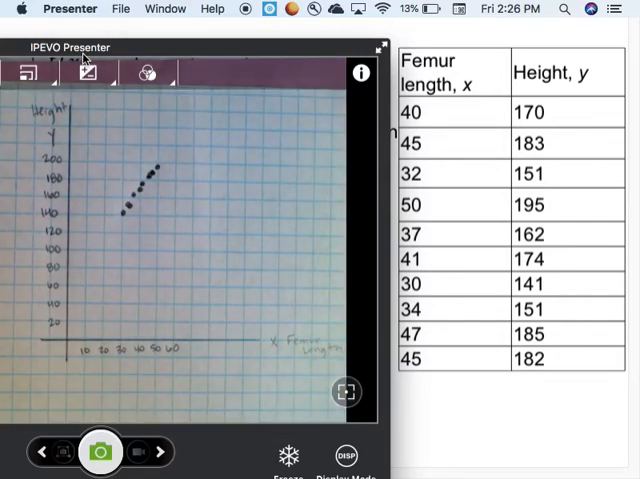What do you think your R value is close to here? Probably pretty close to 1. It's probably like 0.9 something. This is a pretty good line.